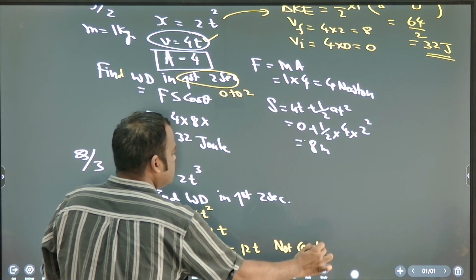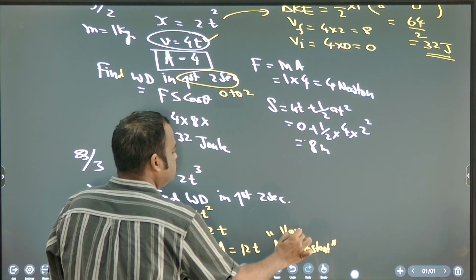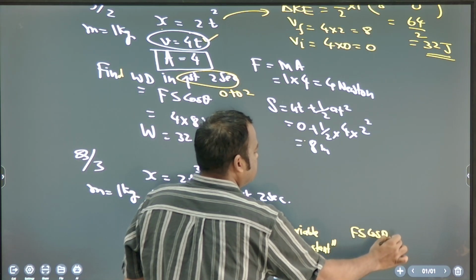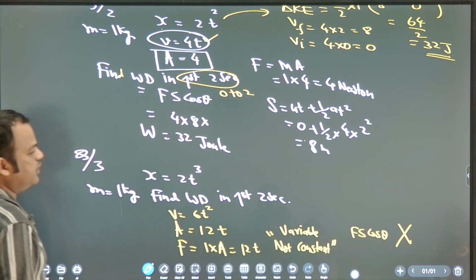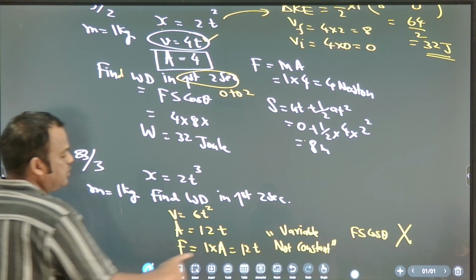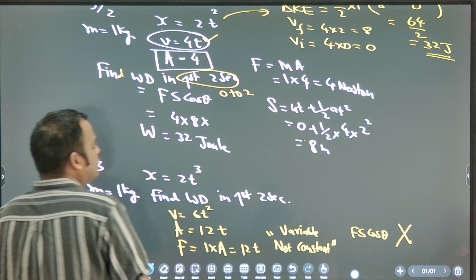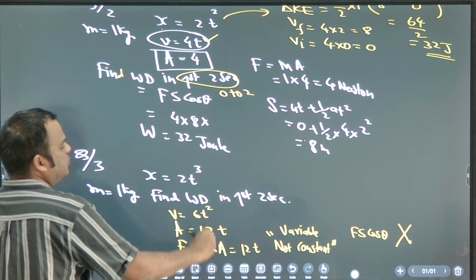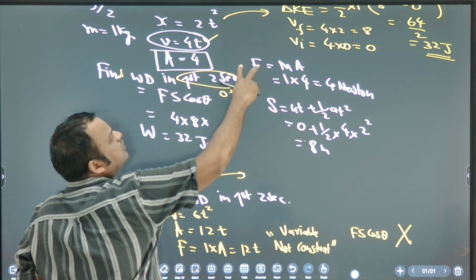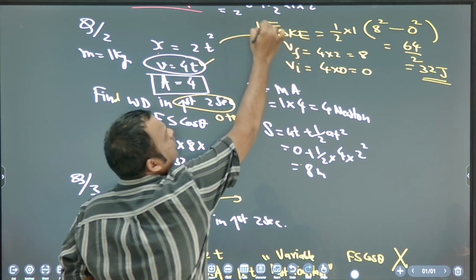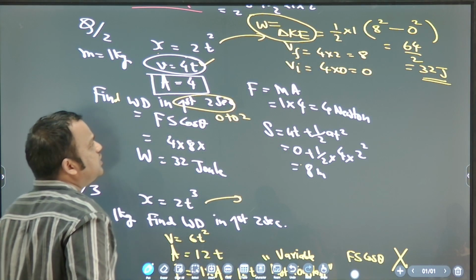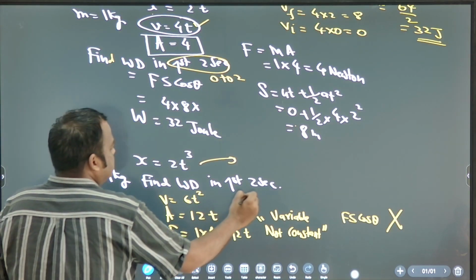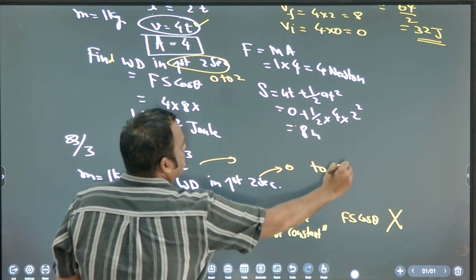So force is variable. So Fs cos theta we cannot use. Fs cos theta not applicable. Okay, you cannot use. Fs cos theta fails. Don't use this because acceleration is not constant. So this is always you can use. Whether force is constant or variable, this is always true. Okay, work energy theorem. Work done is equal to change in kinetic energy. Always you can use.